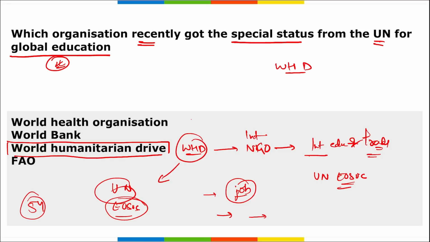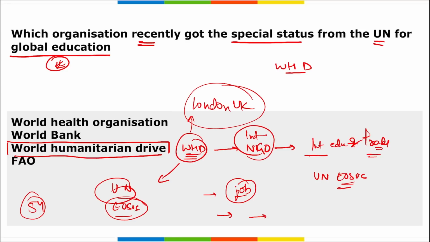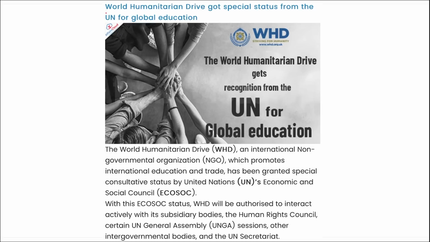Then where is the headquarter of this WHD? The headquarter is located in London, UK, right? So in order to promote international education and trade, in order to provide various information to different people, organizations, countries, this international NGO, World Humanitarian Drive, got special status from United Nations for global education or international education and trade. And which is this organization? It is ECOSOC, right? Moving on, here you can see World Humanitarian Drive got special status from UN for global education, that is international education and trade.